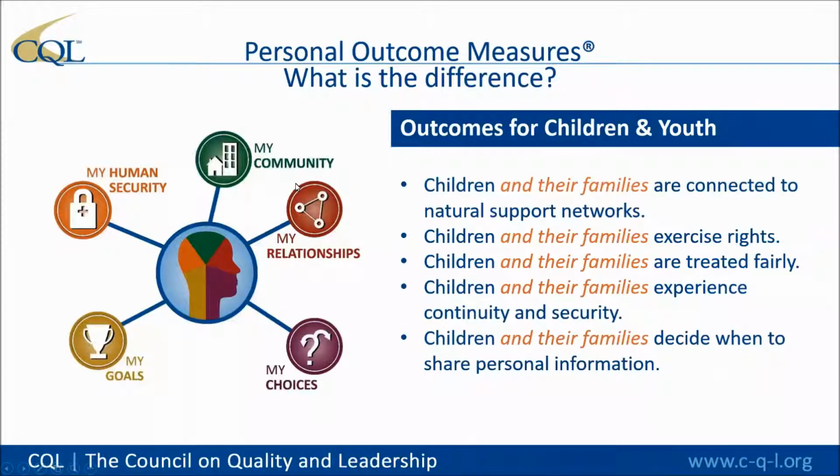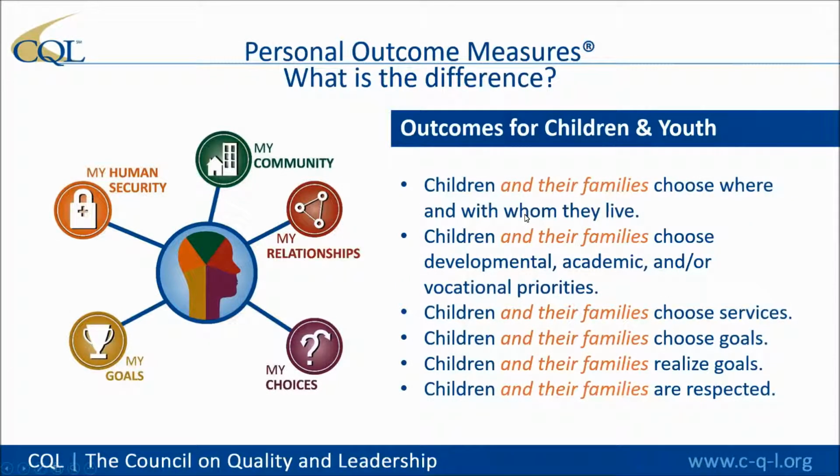If you look at this slide here, the factors and indicators for the Children and Youth Manual are the same as they are in the Adult POMS Manual. So that's what you see on the picture side: my human security, my community, my relationships, my choices, and my goals. The next two slides are just simply organized around children and their families. So what we look for for children and youth are: children and their families are connected to natural supports. Children and their families exercise rights. Children and their families are treated fairly. Children and their families experience continuity and security. Children and their families decide when to share personal information.